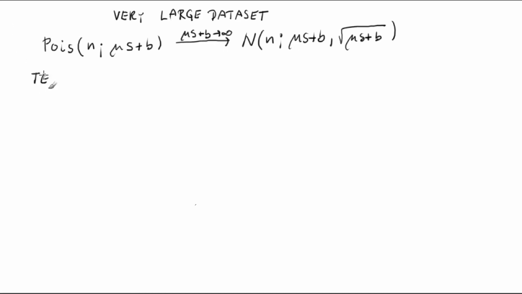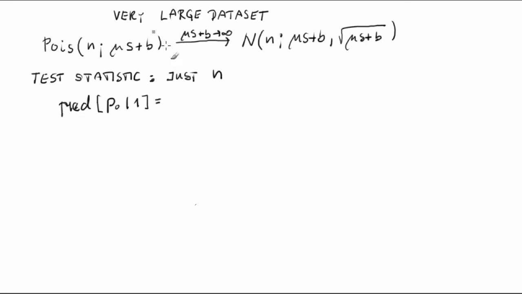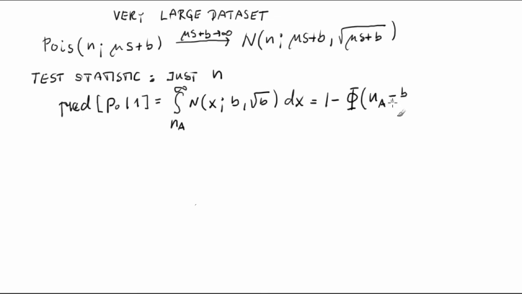In contrast to the previous example, we aren't going to use the test statistic q0. We will simply use the number of observed events instead. The corresponding p-value is calculated like this: the median of the p-value given the hypothesis of mu equal to 1 is equal to the integral from n sub a to infinity of a Gaussian of x with mean equal to b and sigma equal to the square root of b, dx. And this is equal to 1 minus the cumulative distribution of a standard Gaussian, phi, of (na minus b) over the square root of b.